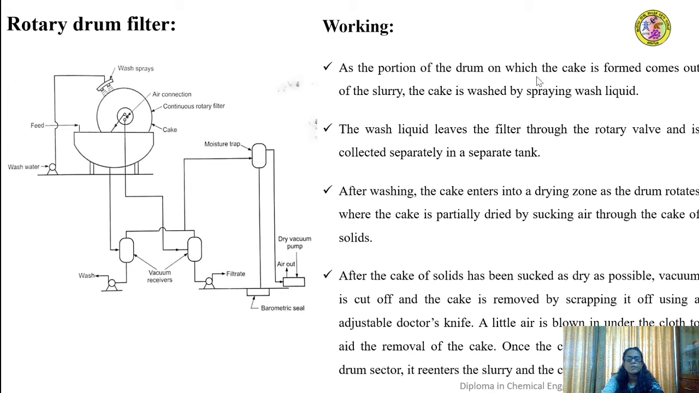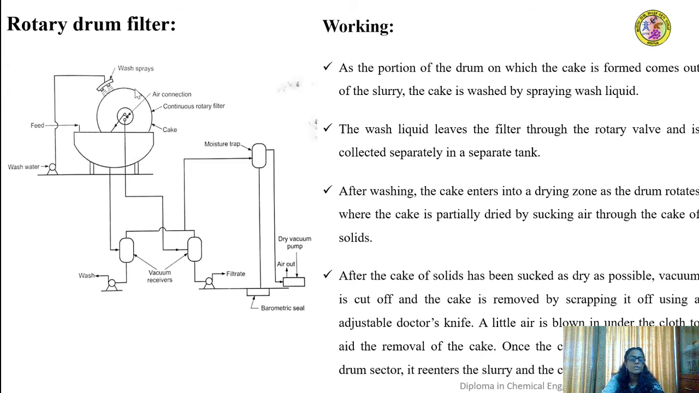So as the portion of the drum on which the cake is formed comes out of the slurry, the cake is washed by spraying the liquid. So this portion of the drum, when it comes out from this side, will have a certain thickness of cake on its surface. That cake is subjected to washing when it comes to this position by means of these wash spray nozzles. The wash liquid will also be sucked by the vacuum acting from inside the drum. So there is another rotary valve that is meant for taking out the wash liquid from the drum.